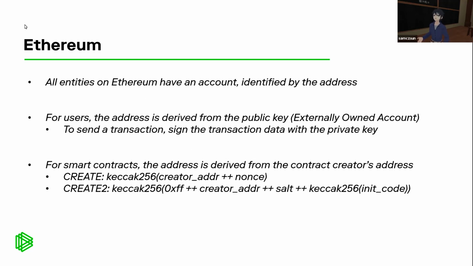Every entity on Ethereum has an account, which is identified by the address. So for users, that address is derived by the public key that you generate when you create a new account. If you want to send a transaction from that account, you just sign the transaction with the corresponding private key of that key pair. For smart contracts, it's a little bit different. The address is derived by the contract creator's address. So if you're creating a contract from an EOA or using the create opcode, it's that formula there. If you're using the create2 opcode, it's a slightly different formula, the details of which are not that important.